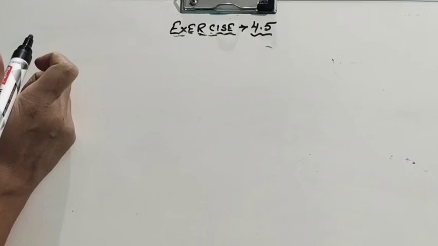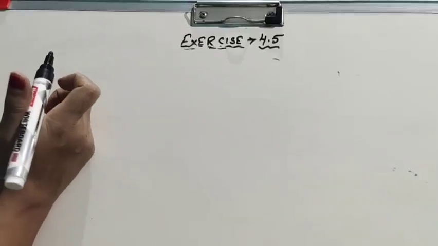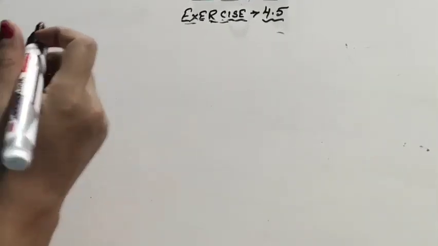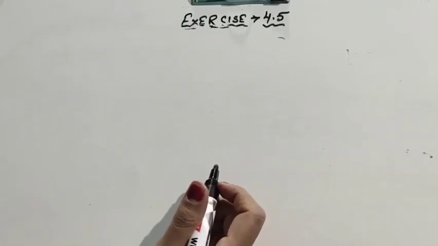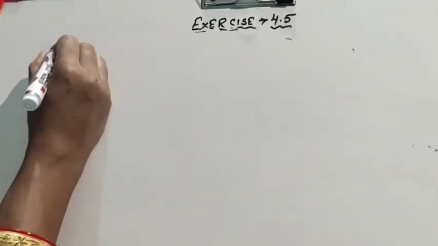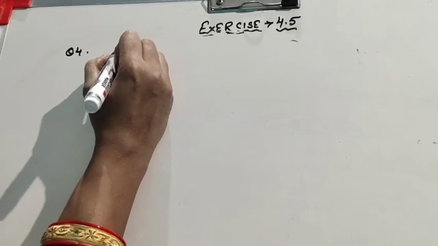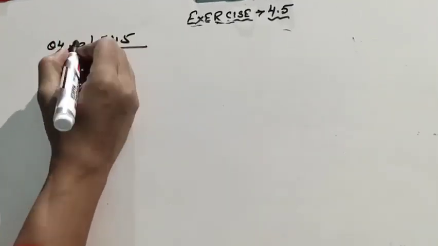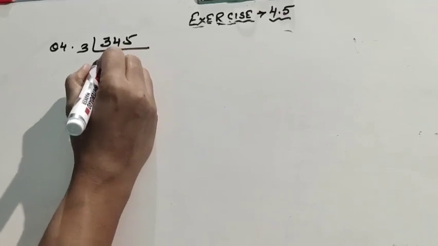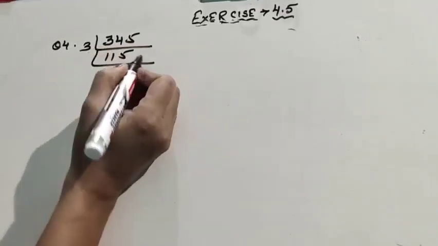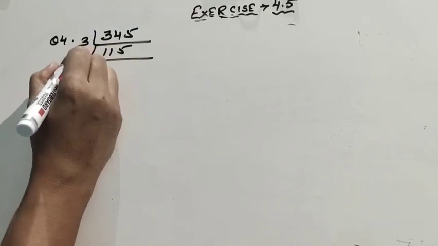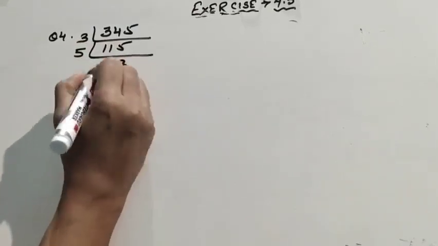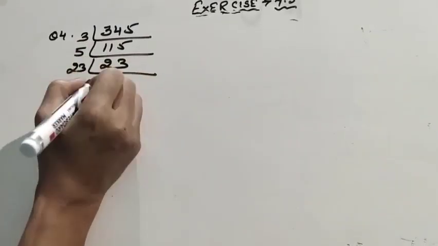Question number 4 is given: find the greatest number that will divide 345, 720 and 180 completely. We will go with the prime factorization method. Okay. Question number 4. First is given 345. Now 345 divided by 3, which is 115. Now this one again divided by 5 table, which is 23, and 23 will divide with 23 only.